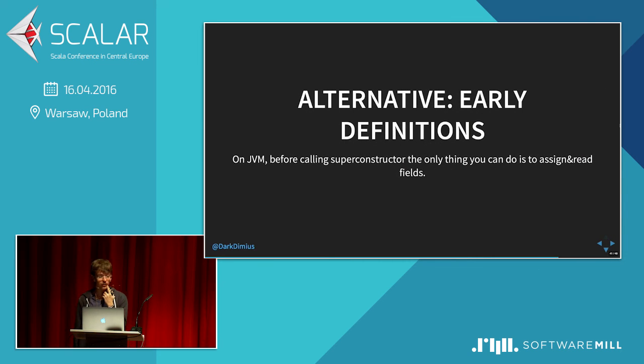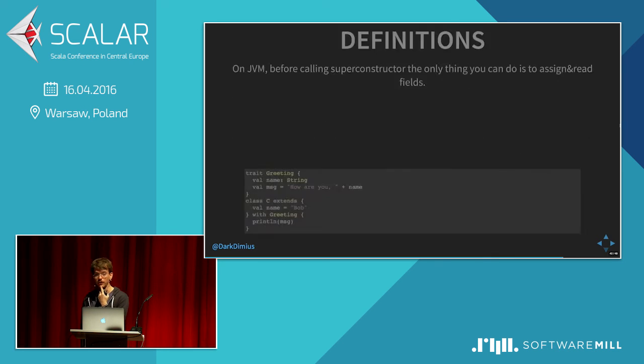Okay. There is also an alternative, which comes from actually JVM bytecode. There are some tricks that you can do in JVM bytecode which you can't do in Java. Before you call a super constructor in a class or a trait, you can actually access fields and you can set fields. You cannot call any methods on this class. You cannot call any other methods. But you can assign fields before you call the super constructor. And Scala has a syntax for doing this, and this is called early definitions.